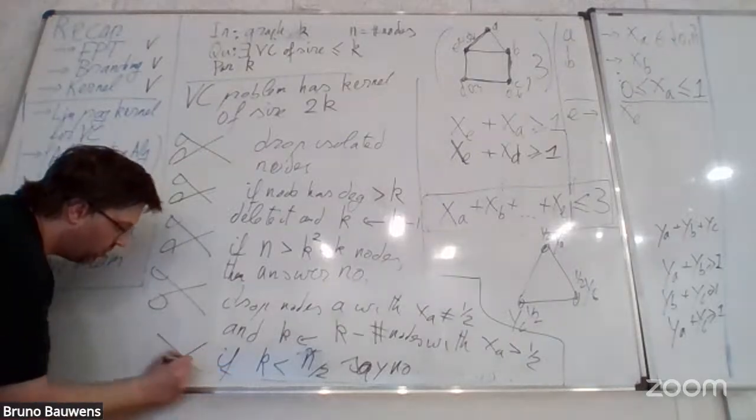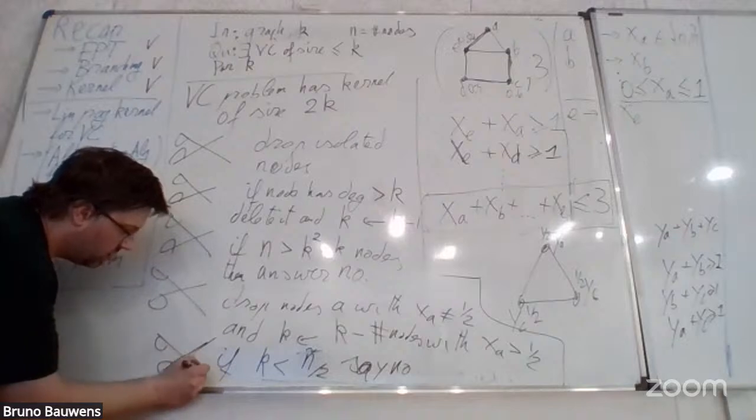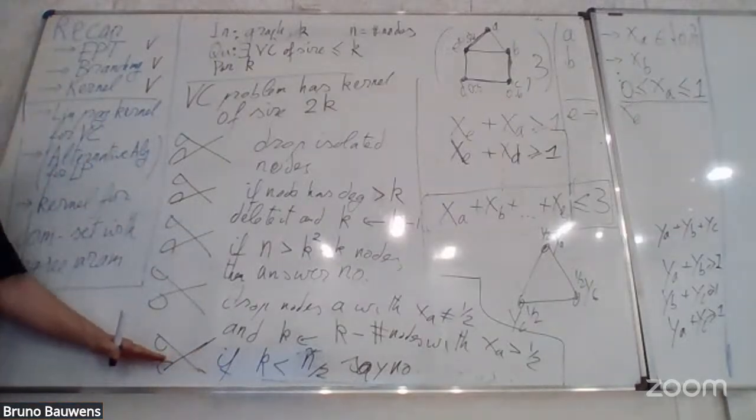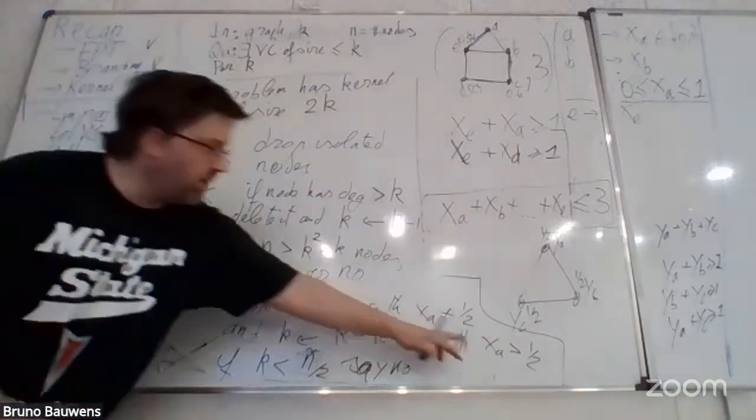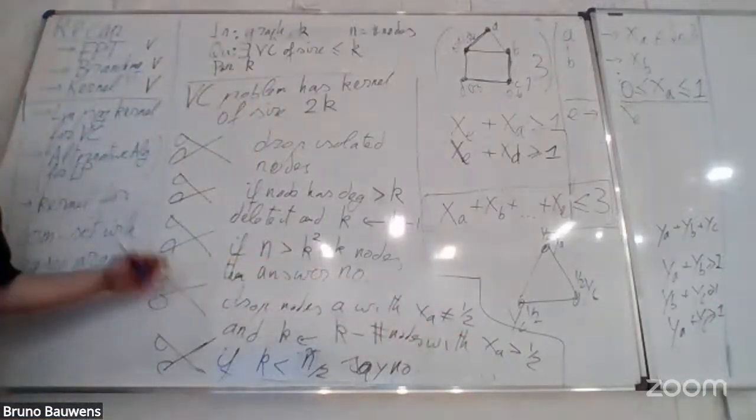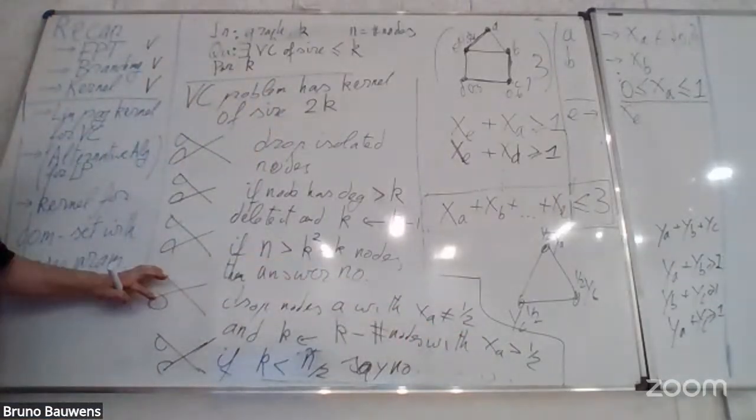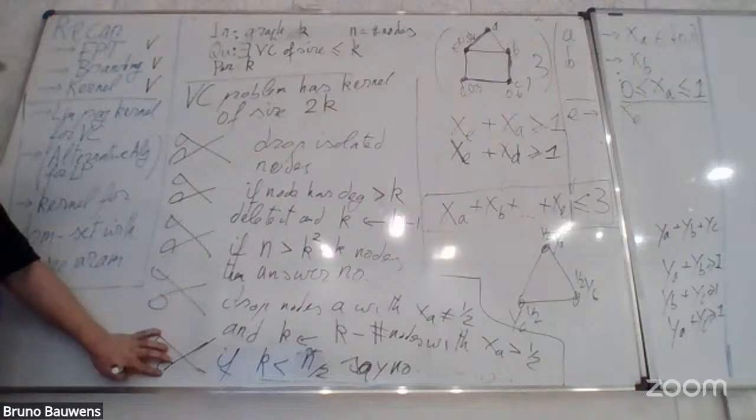Let's make a new rule here. But this rule can only be applied if the previous rule can no longer be applied. So we apply it until all the nodes have xa equal to 2. Then our algorithm gives this, and then we can apply this rule.